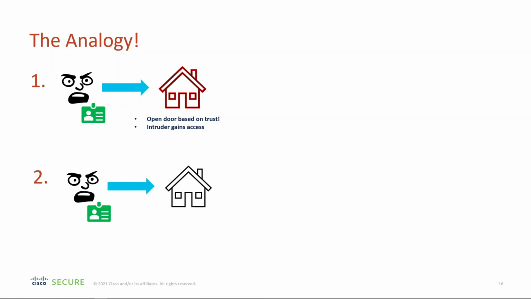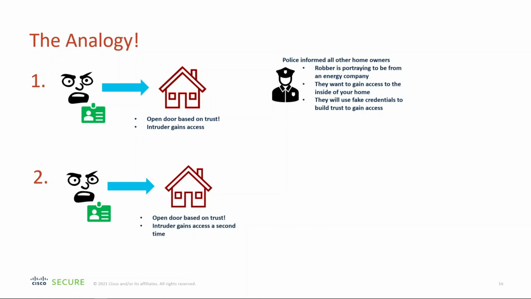And so the adversary then moves on to another neighborhood, again has these fake credentials, knocks on the door. You open the door based on the trust. The intruder gains access. This is the second time this has happened. Now, police have been informed, and they're trying to educate the community around this. So they're letting people know there's a robber or adversary portraying to be from an energy organization, and they're building a level of trust to gain access to your home, leveraging fake credentials.